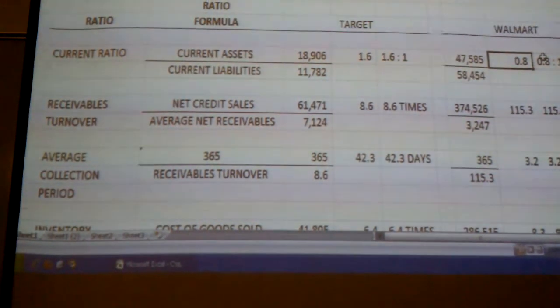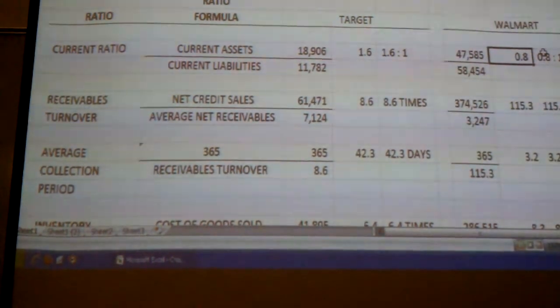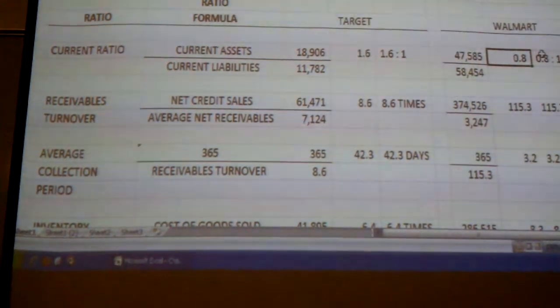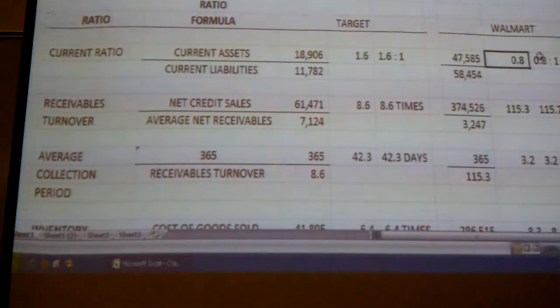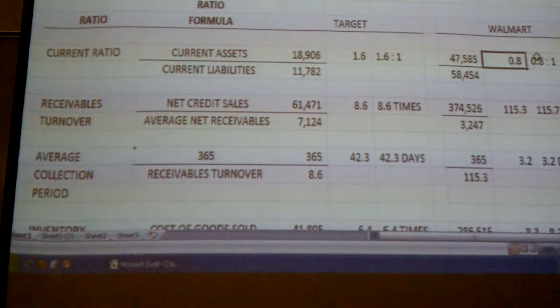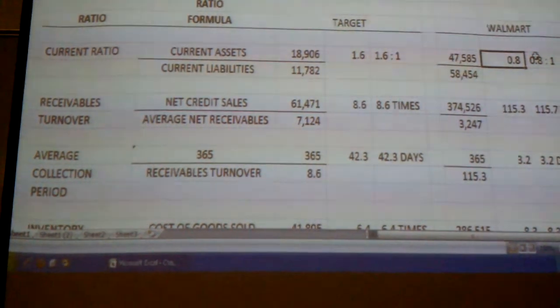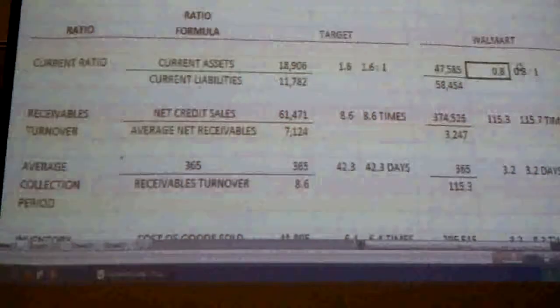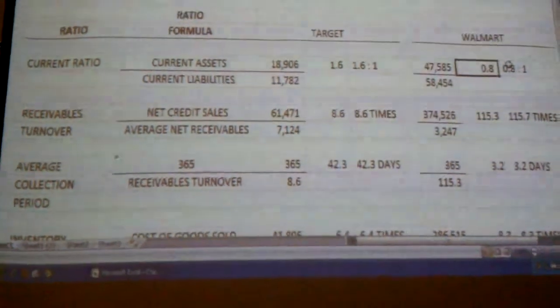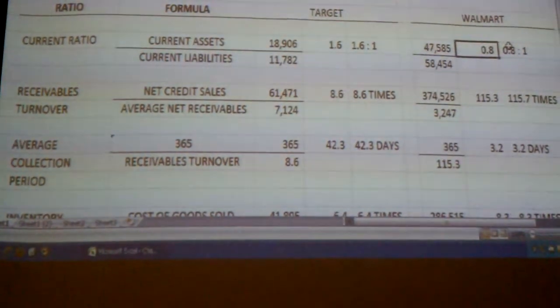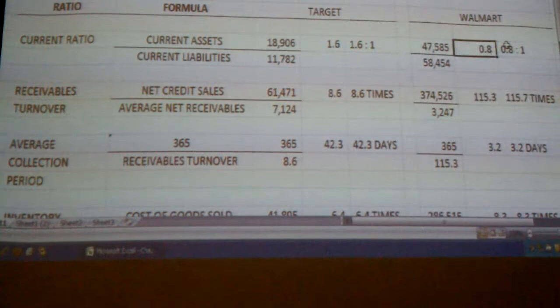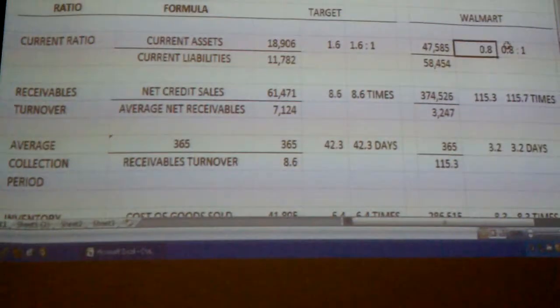Remember, the average across all industries is 2 to 1. Neither company's at 2 to 1. Target's close, but Walmart isn't even at 1 to 1. So if I were writing this up and I was using Walmart as my base company, I would say that Walmart's in a very precarious position in that they don't have enough current assets to satisfy their current liabilities.